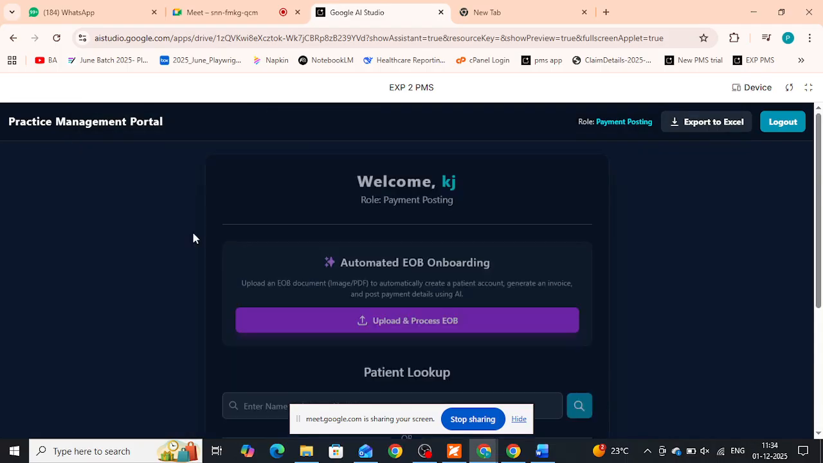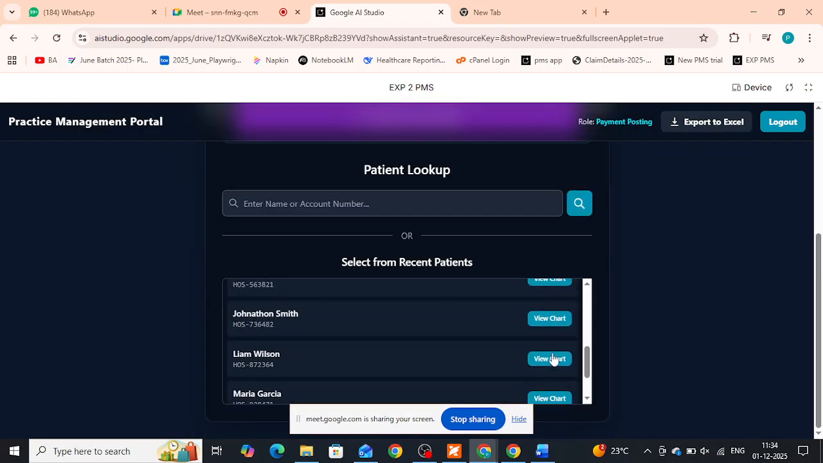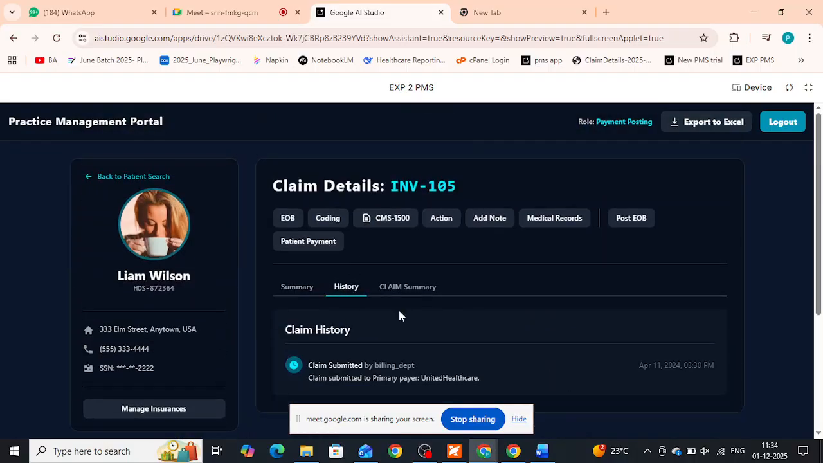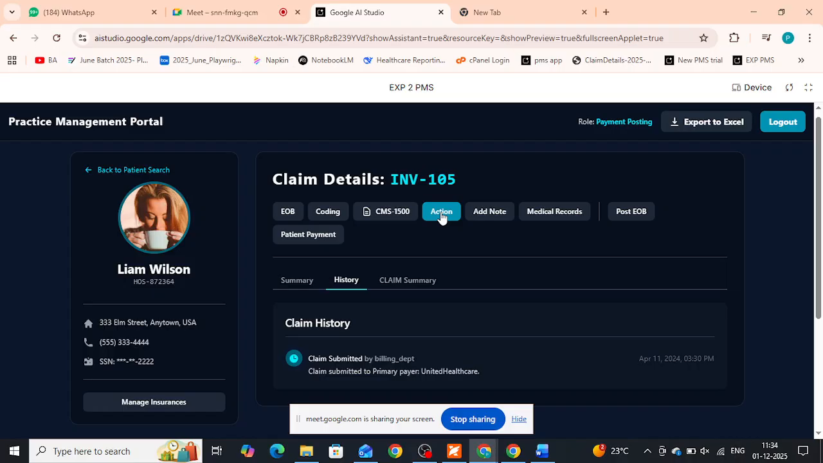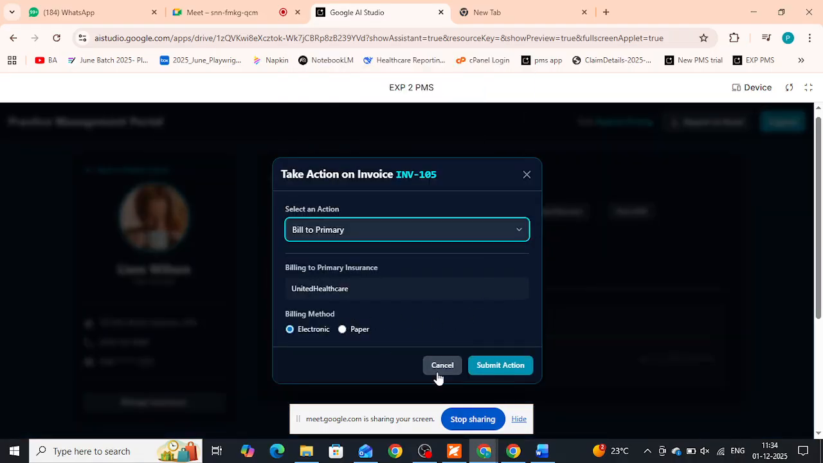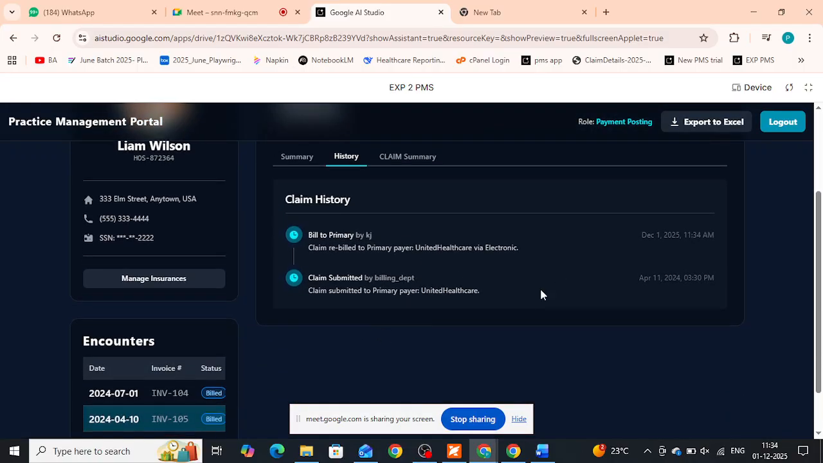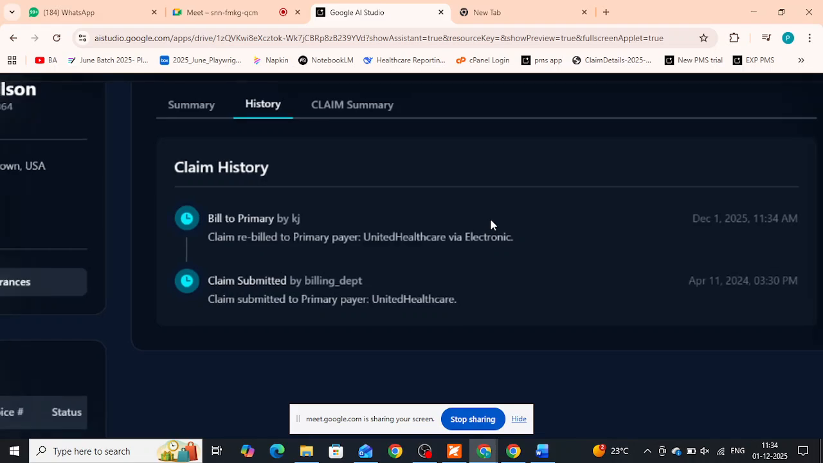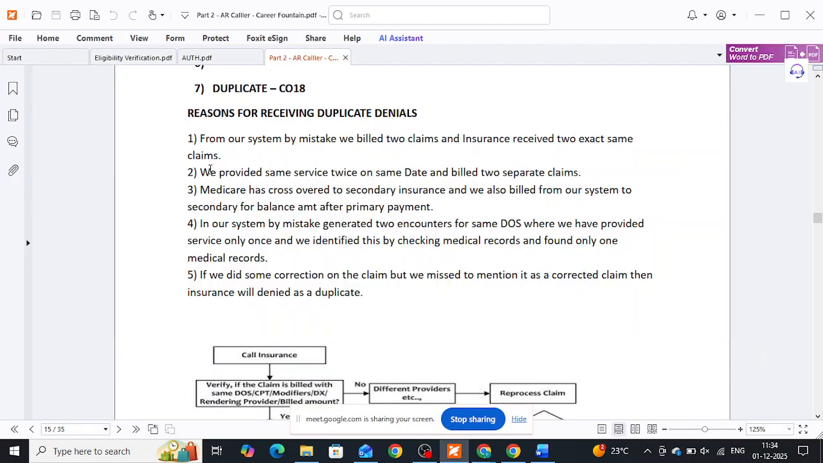Maybe we have changed the insurance on that patient, UHC. One time it was already billed, and someone wrongly billed it twice. So obviously, if insurance has received two claims, why would they pay it twice? They will pay only one claim and deny the other claim as a duplicate. This is one reason.